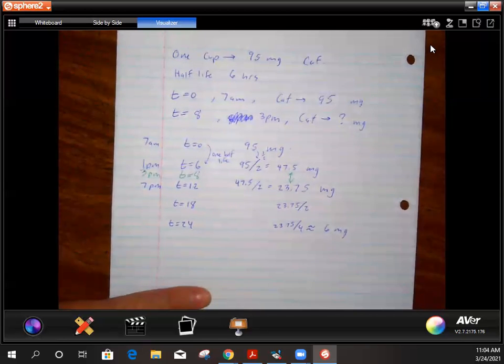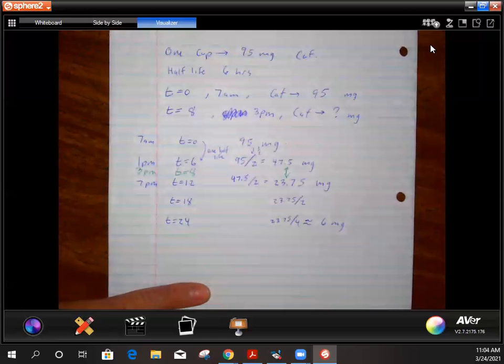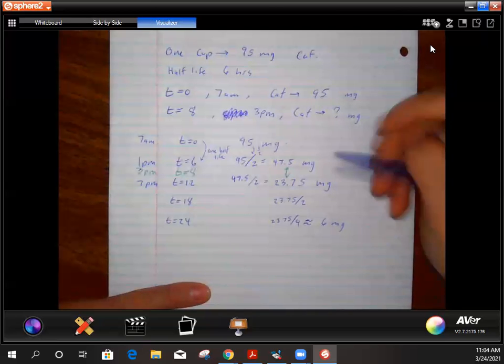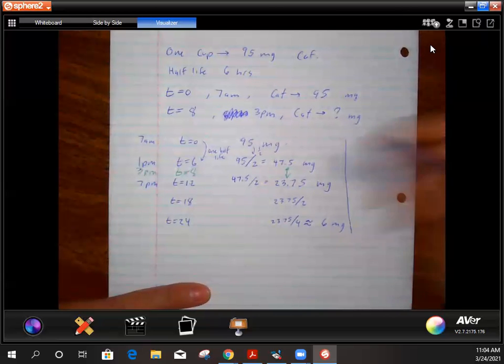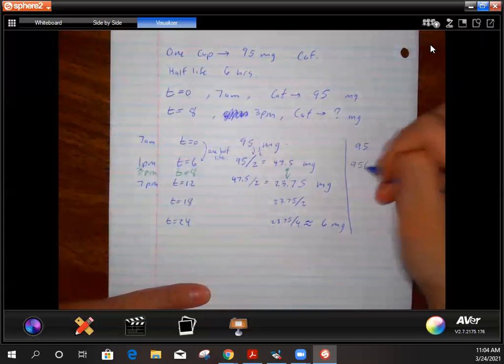All right. So now let's actually find the actual number. Okay. So let's look at what's happening here. All right. At T equals 0, we had 95 milligrams. All right. And then at T equals 6, we cut that in half.